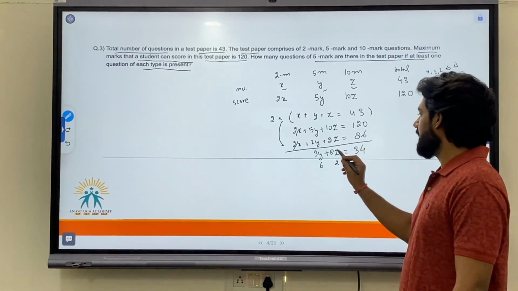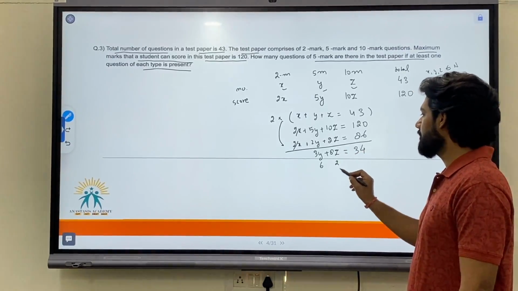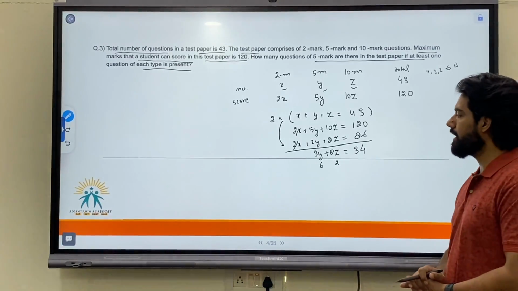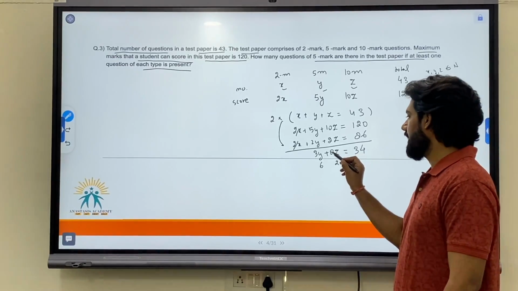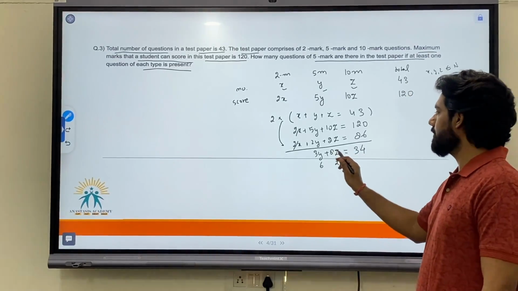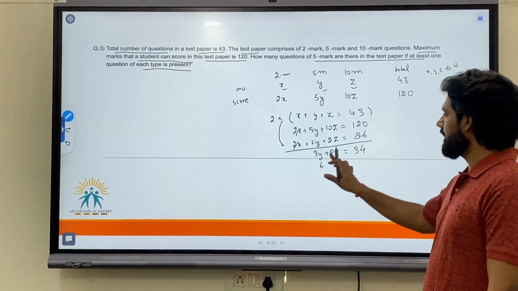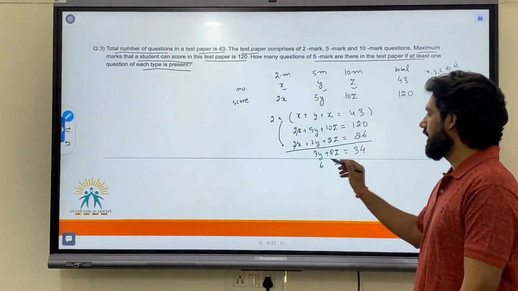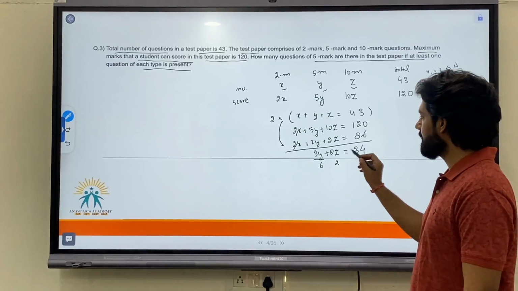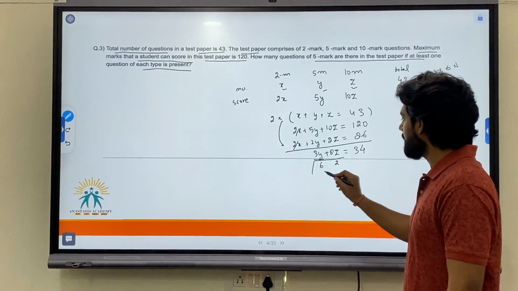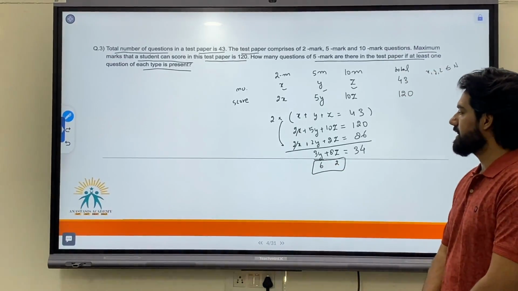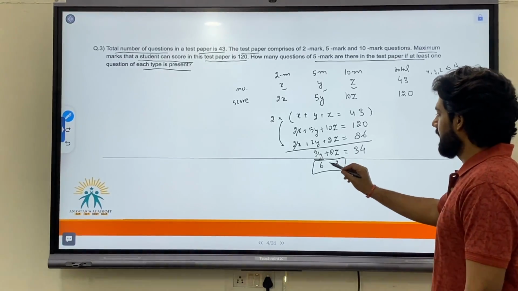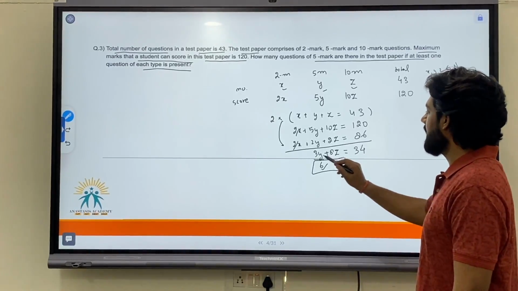For z equal to 3, it will become 24, 3y is 10, and I cannot get an integral value of y. For z equal to 4, it will become 32, so 3y will become 2. Also for z equal to 4, I cannot get y as integral. So satisfying this equation, the only possible integral solutions are 6 and 2 for y and z. So these are the only values satisfying y and z.